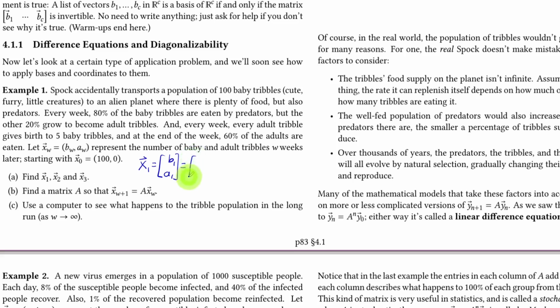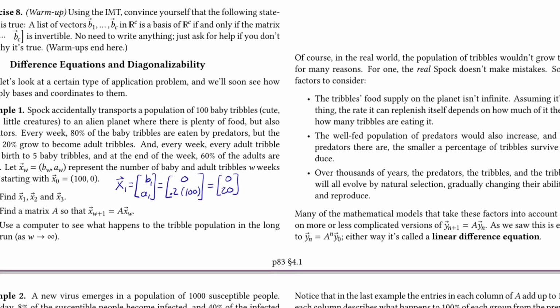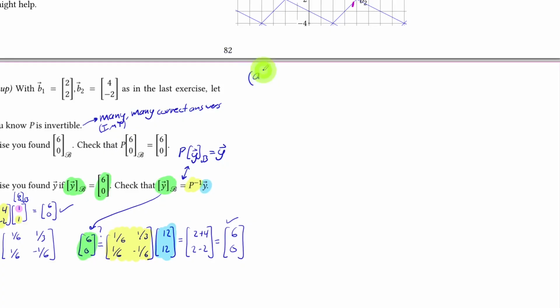So that tells you that the number of adults the next week is going to be 20% of 100. And the number of baby tribbles is going to be 0 because all of the baby tribbles last week were either eaten or grew up to become adults, and there were no adult tribbles to give birth to new ones. So yeah, x1 is just going to be the vector 0, 20. So now there are 20 adult tribbles and no babies. Let's move over here to find x2.